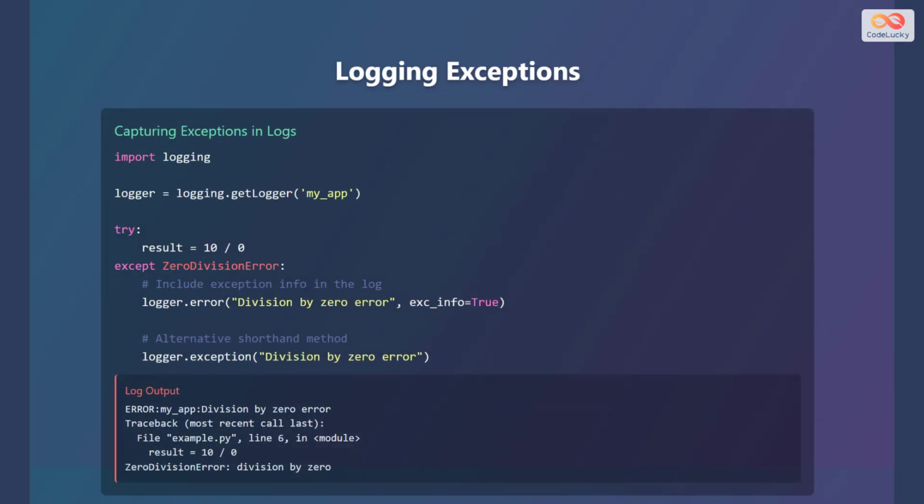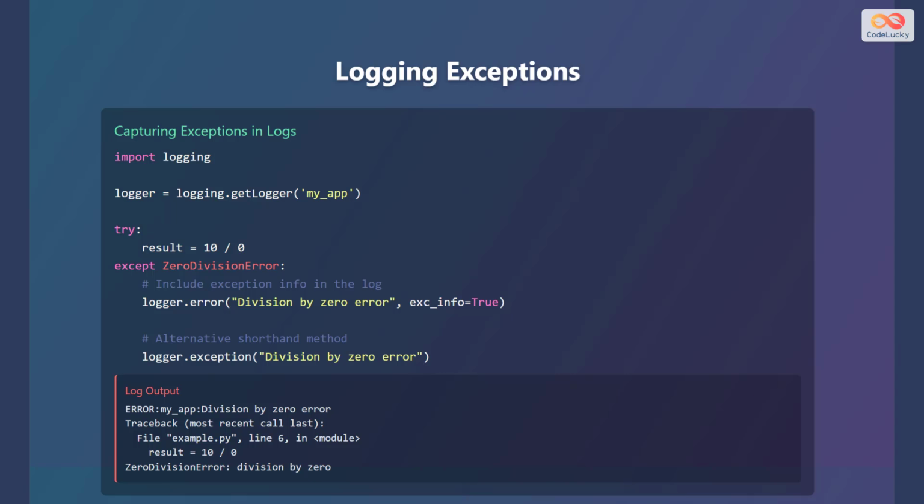When logging exceptions, it is helpful to include the exception information in your logs. Use a try except block to catch exceptions. Inside the except block, use logger.error with exc_info set to True to include detailed exception information in the log. Alternatively, you can use logger.exception, which is a shorthand method for logging an error message along with the exception information. This ensures that you capture the traceback and other relevant details for debugging.